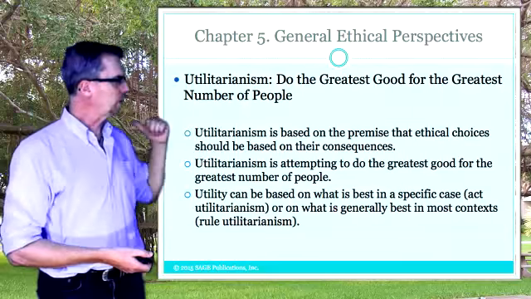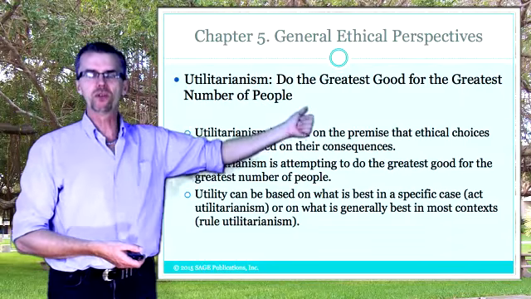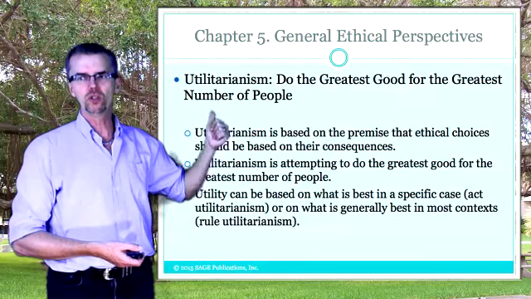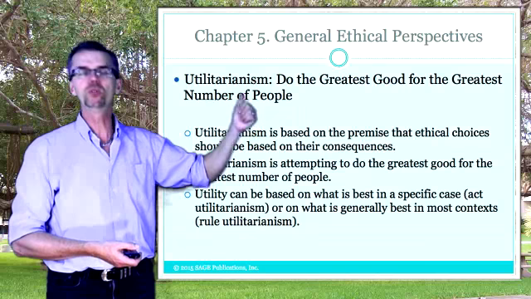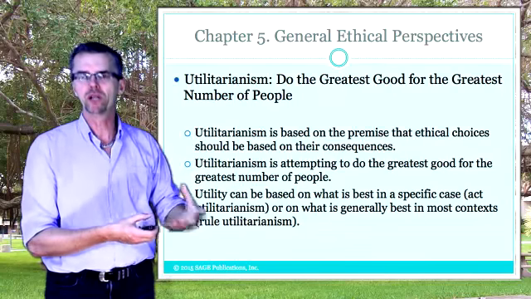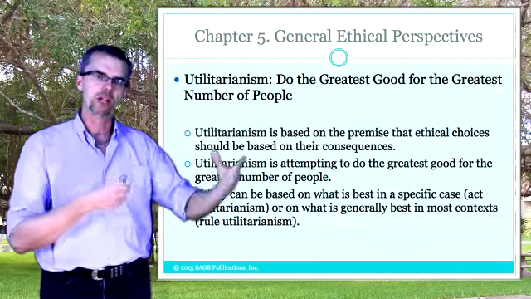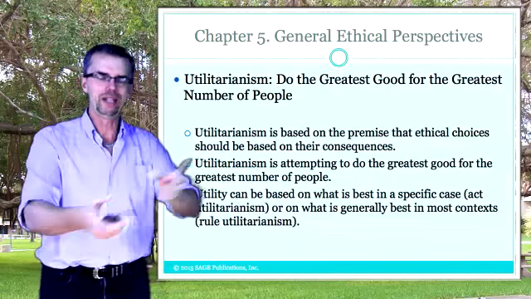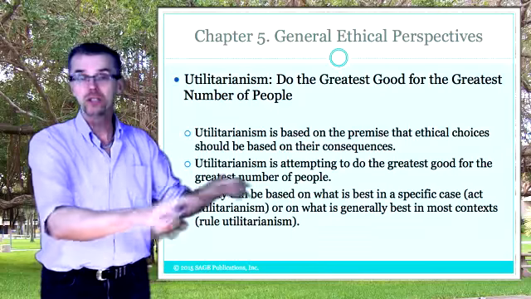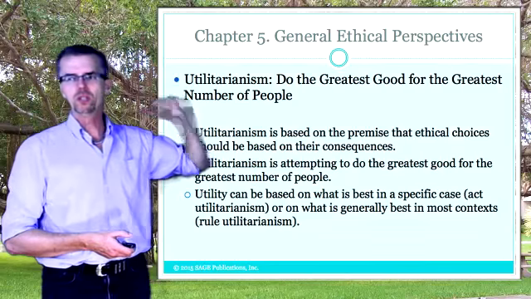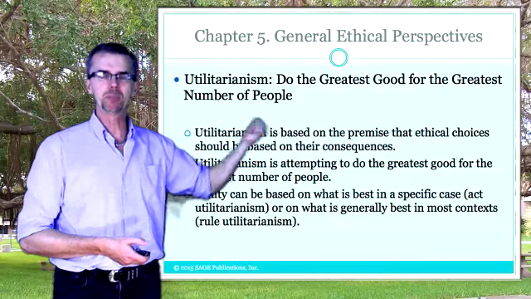Let's start off with utilitarianism. Do the greatest good for the greatest number of people. It's based on the premise that ethical choices should be based on their consequences. Who's going to be impacted by this choice? Or if there's no harm to anybody, or on the flip side, if you are doing more good to more people this way than that way, and as long as neither one does any harm, then you've satisfied utilitarianism.